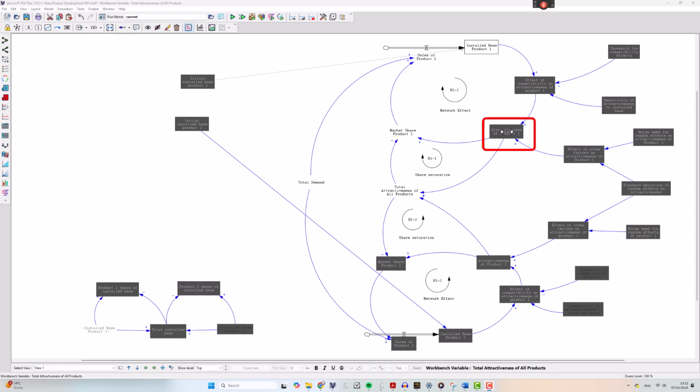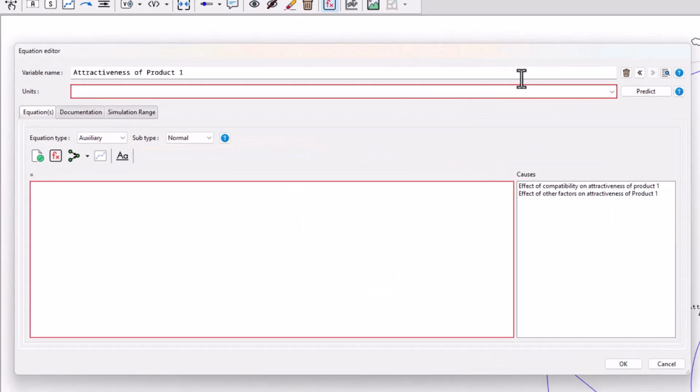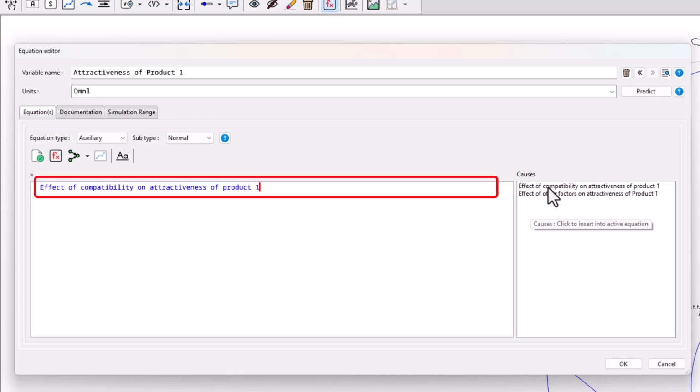So, how do we work out the attractiveness of product 1? Here we set it to the product of two attractiveness values that we input. So, it's equal to the effect of compatibility on attractiveness of product 1 multiplied by the effect of the other factors on attractiveness of product 1. Now you might ask, why is it the product? Why isn't it the sum? The answer is that typically these effects multiply off each other rather than sum up in isolation.